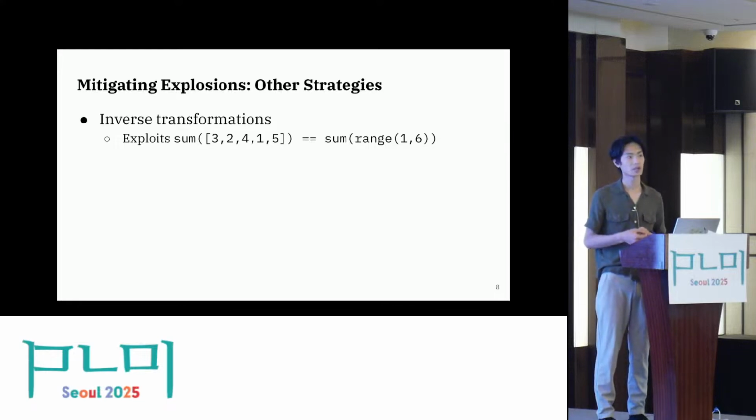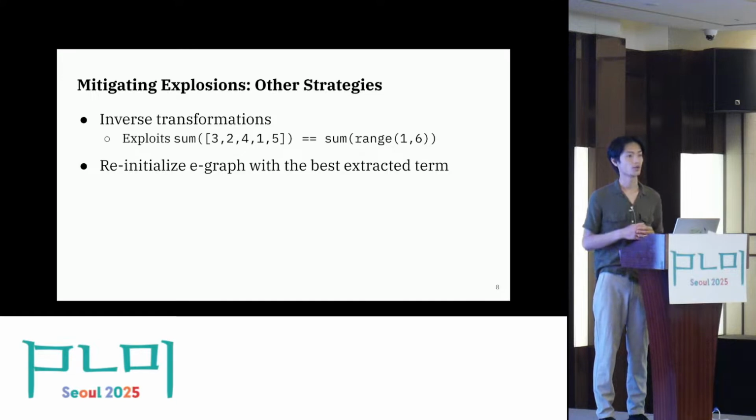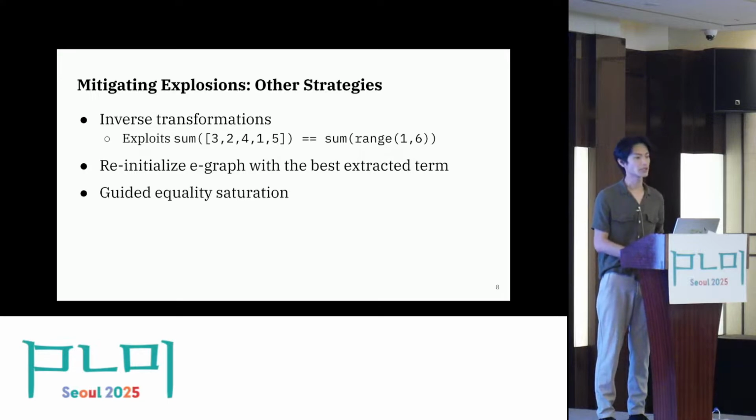So with inverse transformations, you can basically consider the inside list as if it were sorted, and then you can apply rewrites to the eGraph with that knowledge. Another strategy is that you can reinitialize the eGraph with the best extracted term. So in the course of equality saturation, maybe once your eGraph gets really big, for some arbitrary definition of big, you extract the best term from that eGraph, you throw away your eGraph, and then you start anew with a new eGraph. And then another technique that I've seen is what's known as guided equality saturation.